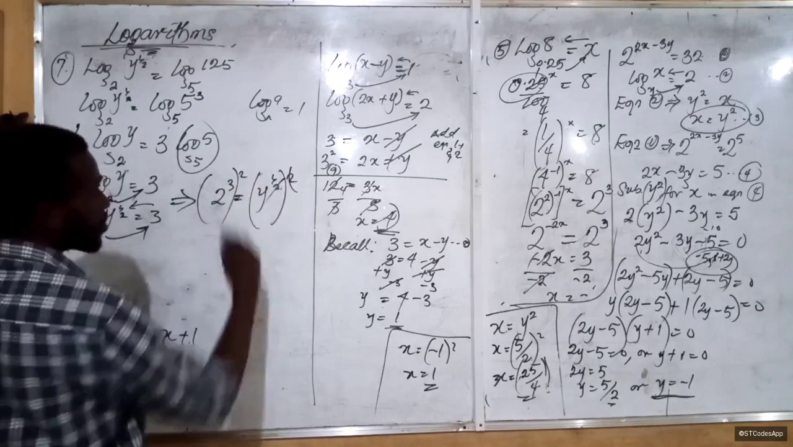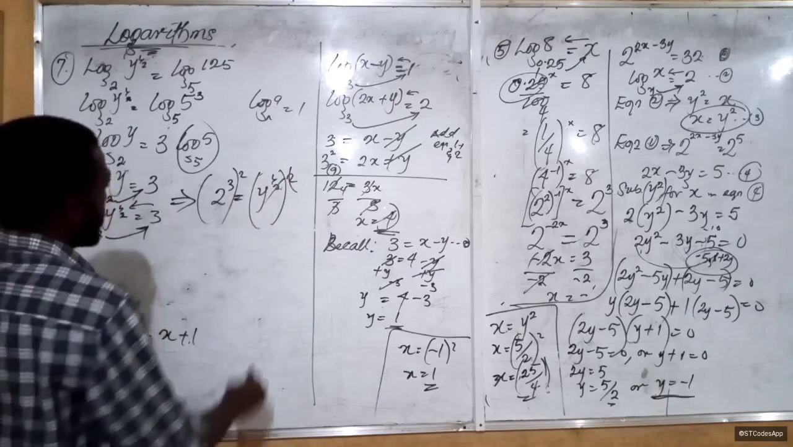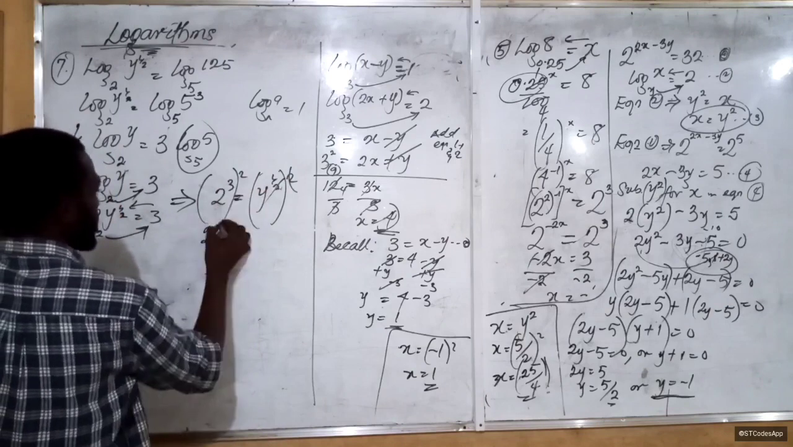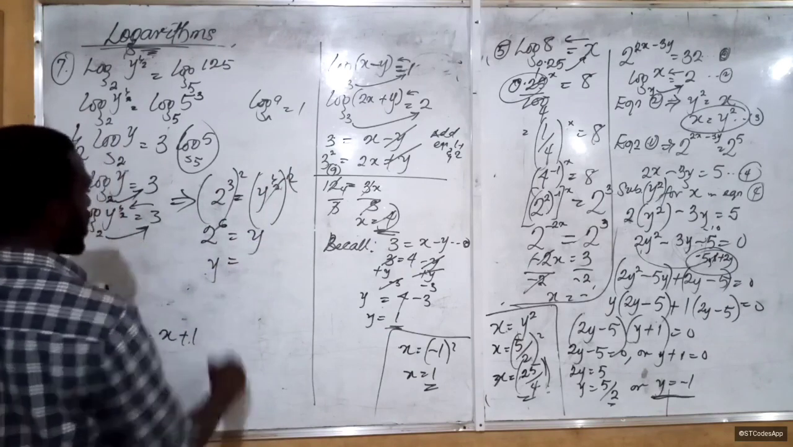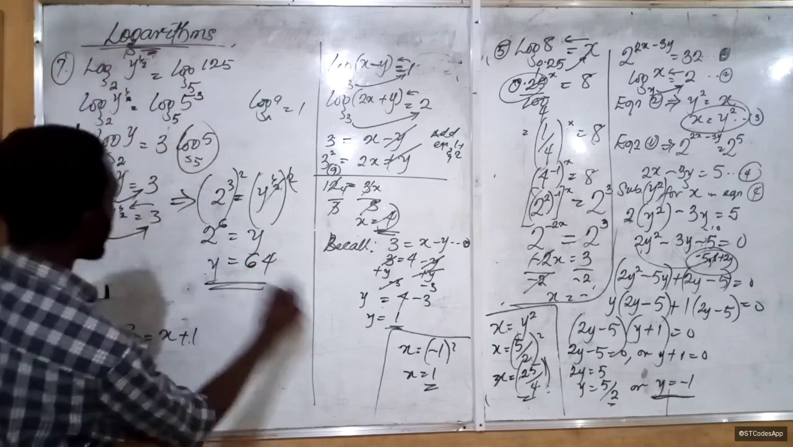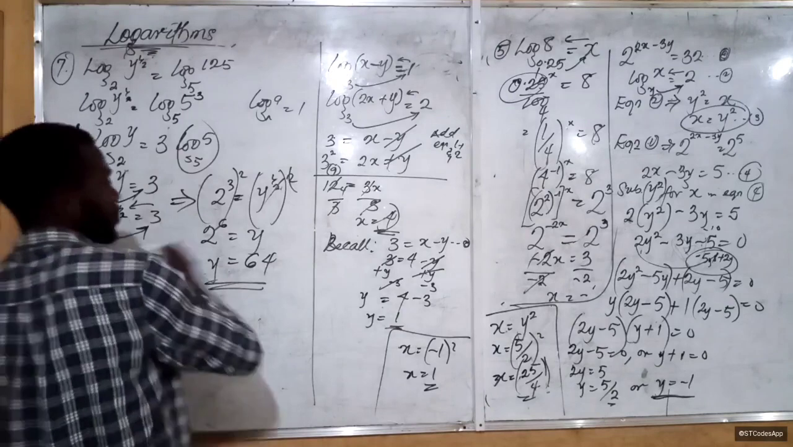So squaring will cancel the root. This is a root, raised to power half. So I have 2 raised to power 3 times 2, that is 2 raised to power 6, is equal to y. So y is equal to 2 raised to power 6. That will be 2 raised to power 5 is 32. 32 times 2 is what? 64. And y is what? 64. And that is the answer for that question. All right, let's solve number 8.